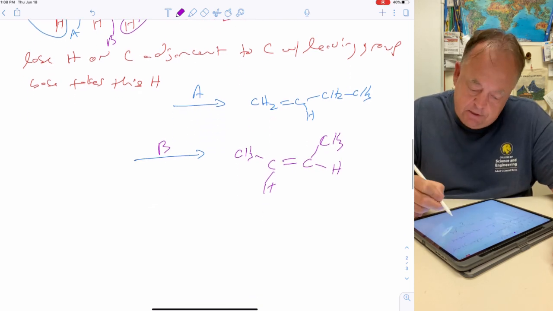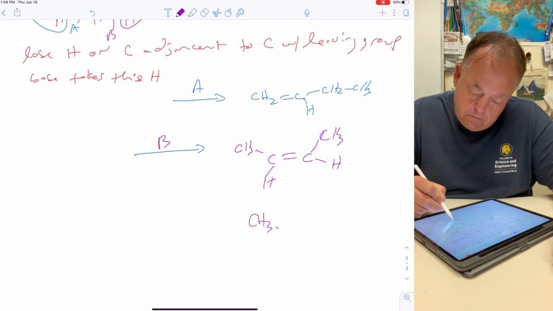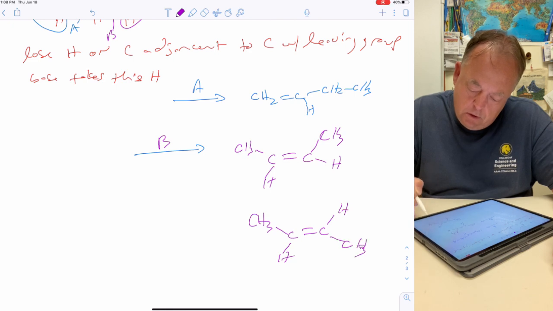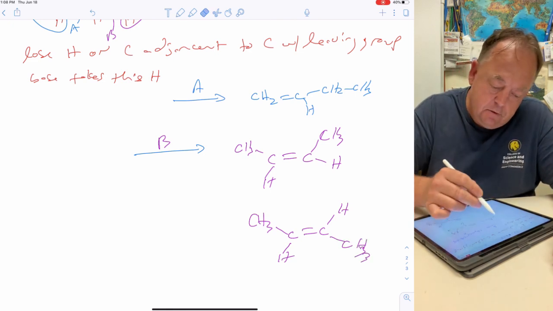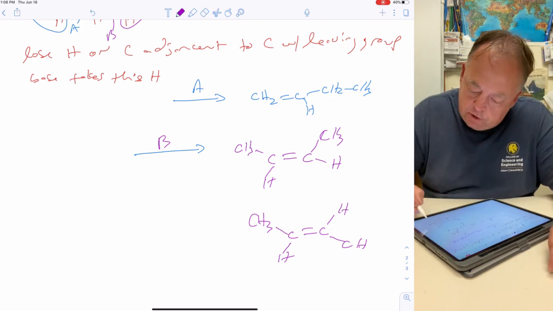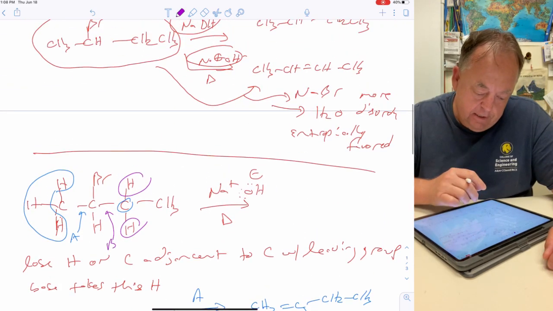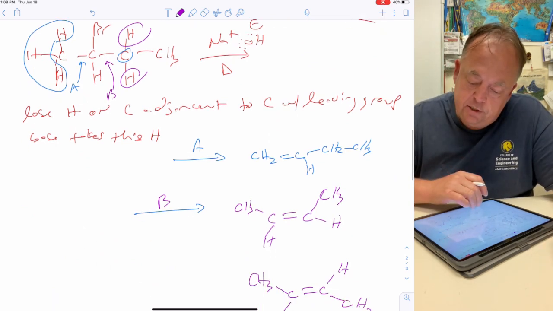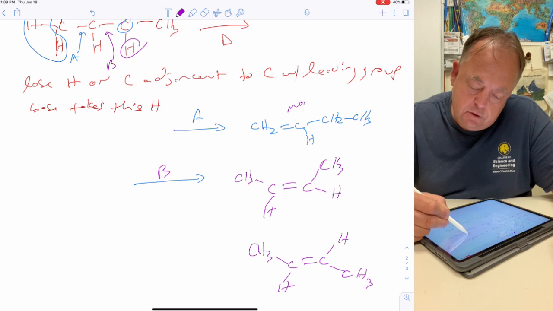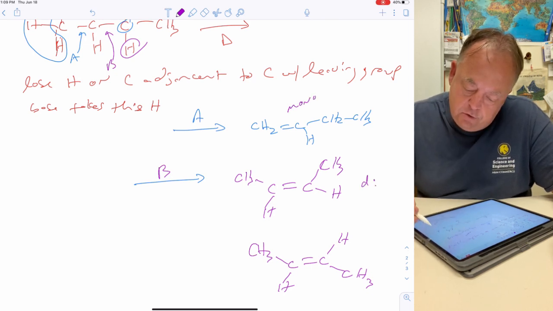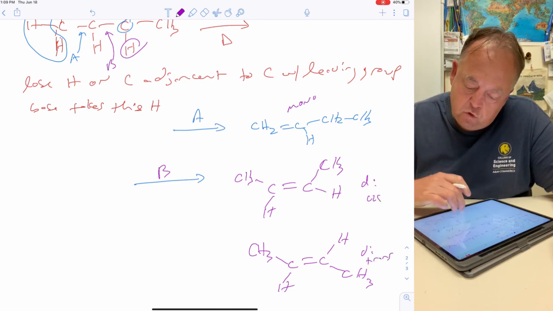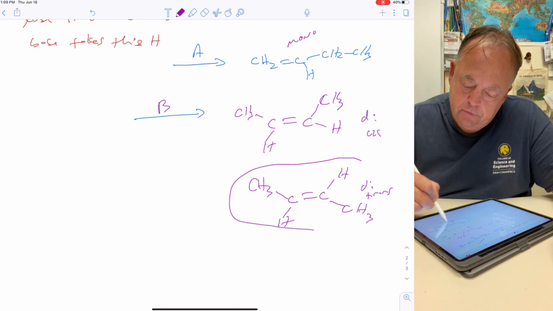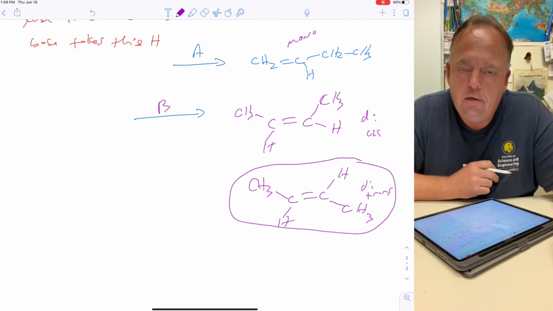Because you could make the cis isomer or you could make the trans isomer. So similar to E1 in that regard. So there's three possible alkenes from this reaction. So which one's going to be the major product? Well, this is mono-substituted, this is di-substituted, and this is di-substituted. That's cis. That's trans, so that's the more stable. So that would be your major product in this case.